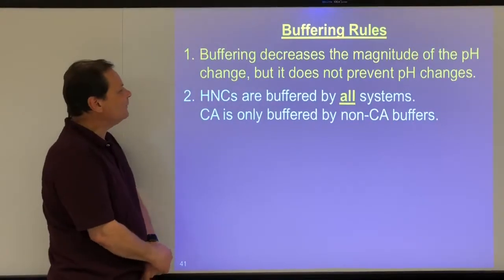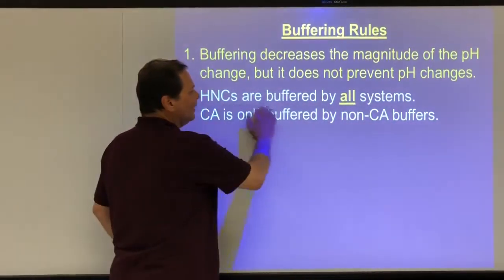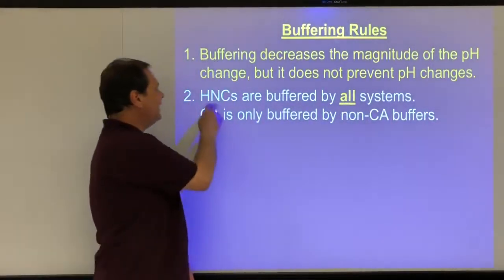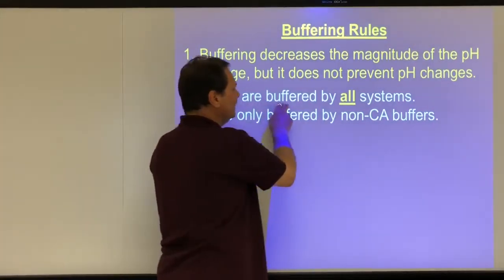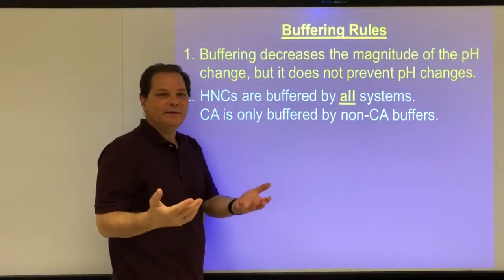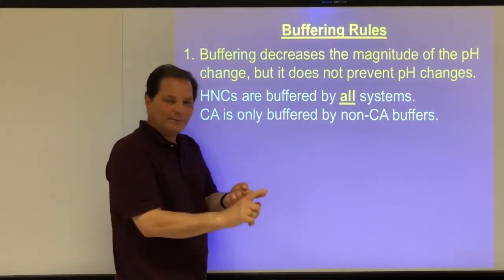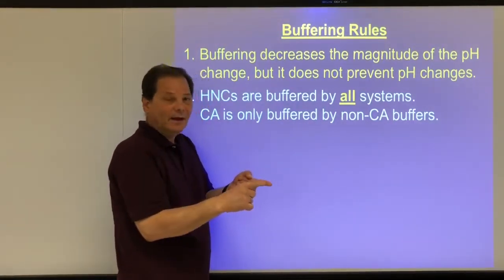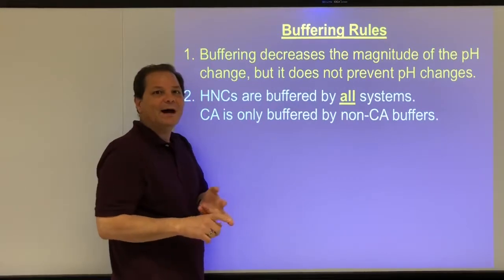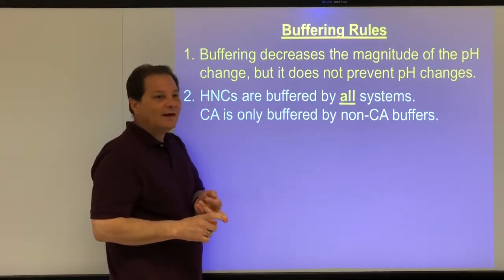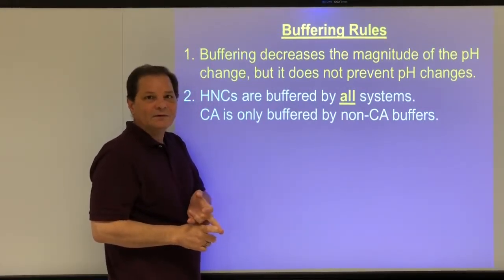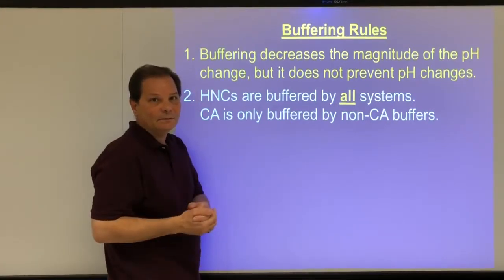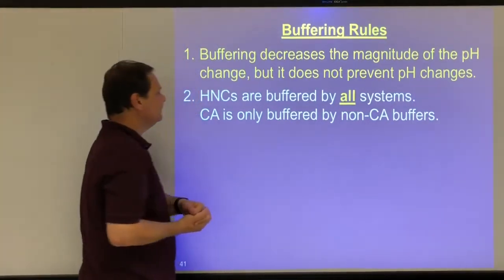Your non-carbonic acids are buffered by all systems. So you add non-carbonic acid, you're going to get hydrogen ions. The added hydrogen ions are going to bind to bicarb, which is a carbonic acid buffer. Okay? And they're also going to bind to any non-carbonic acid buffers that are available in the body for them to bind to, like hemoglobin, okay? Which is the big one.